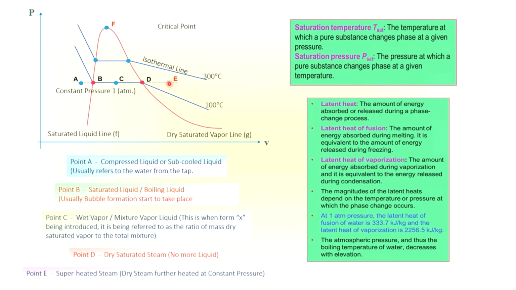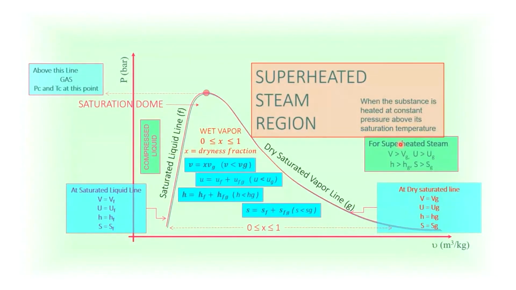So point E, in this region here, is called the superheated steam or the dry steam, further heated at constant pressure. In this diagram, I have basically shown you the areas. In your PV, TS, pH, or HS diagrams, you always refer to the left-most from the saturated liquid line. All these various property diagrams do have a saturation dome, but their saturation domes are different from one another.